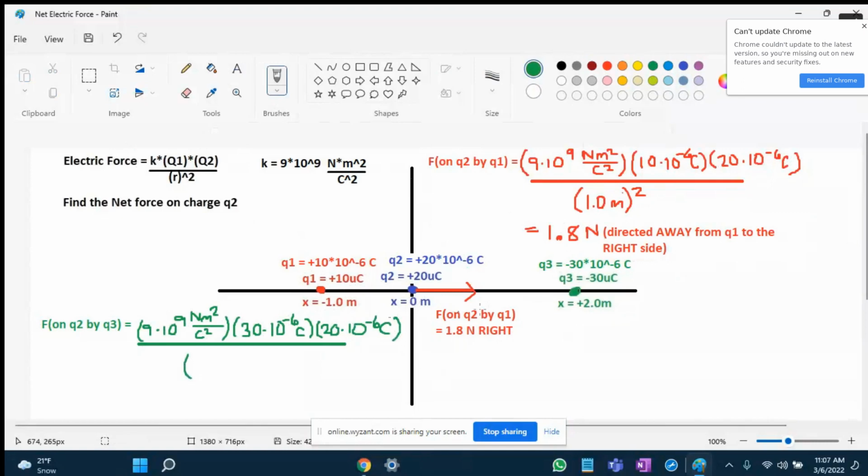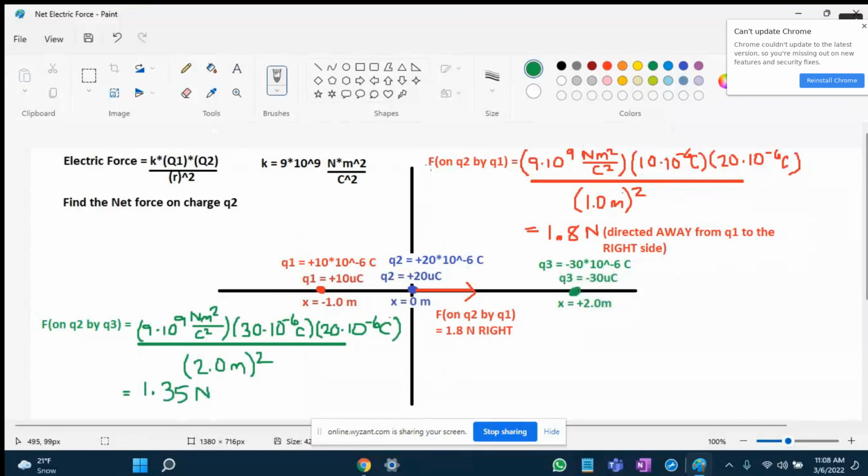The distance would be 2 meters between Q2 and Q3. And then the value of this force, we plug it into the calculator. Let's see what we get. So here we would get 1.35 newtons.